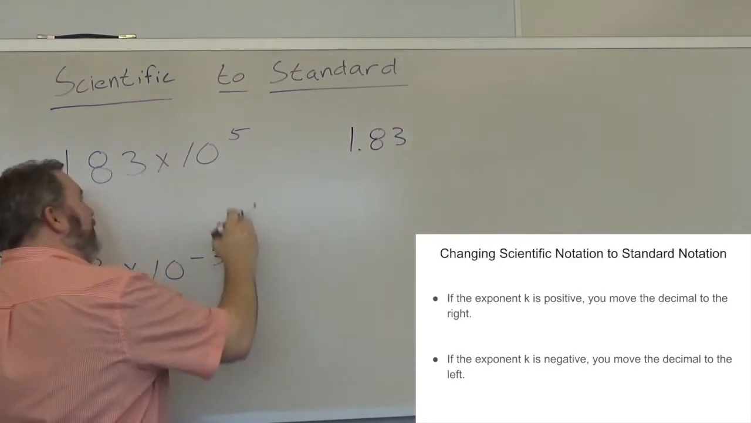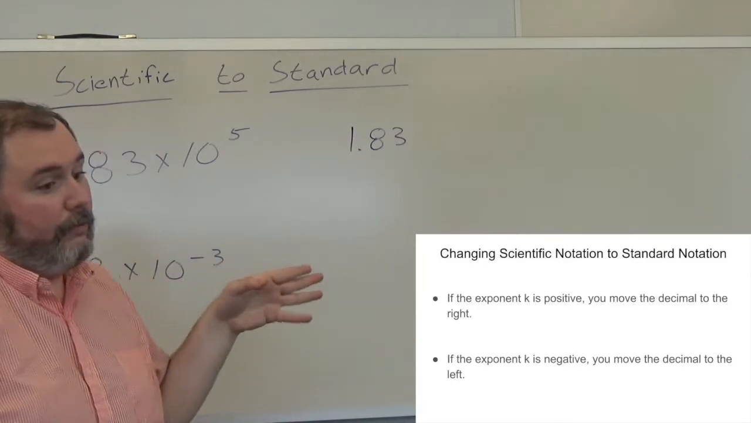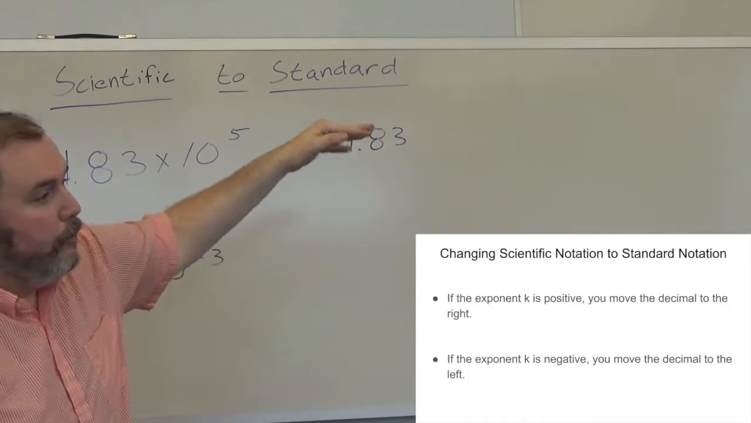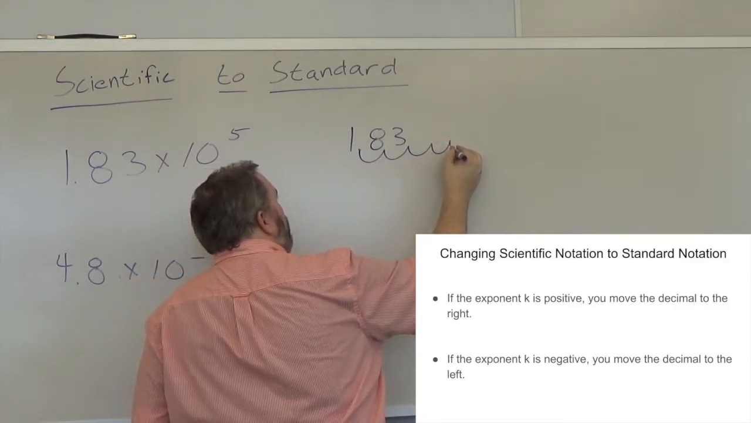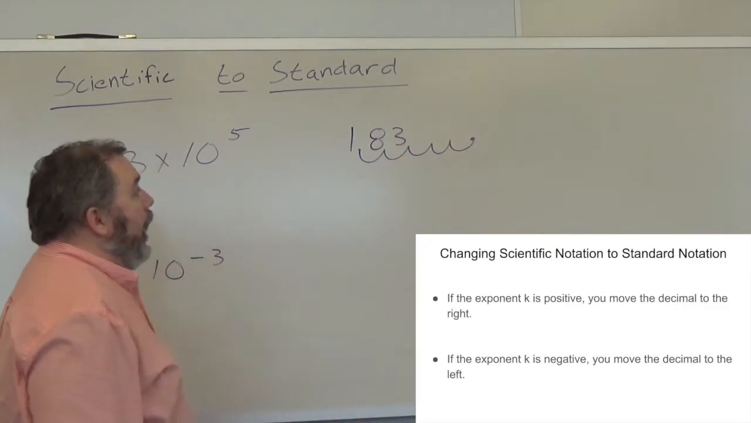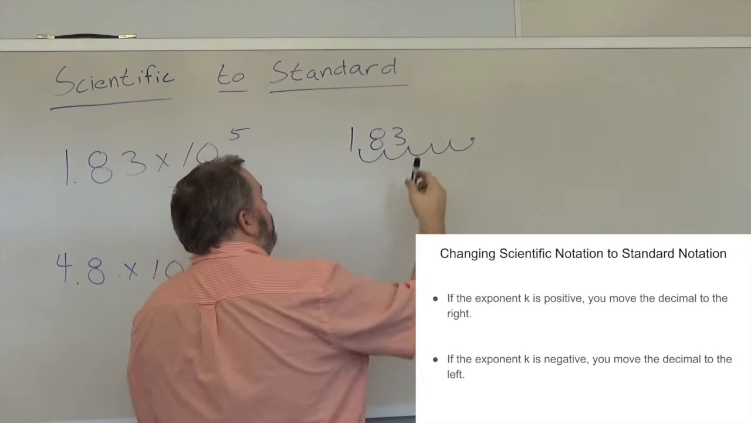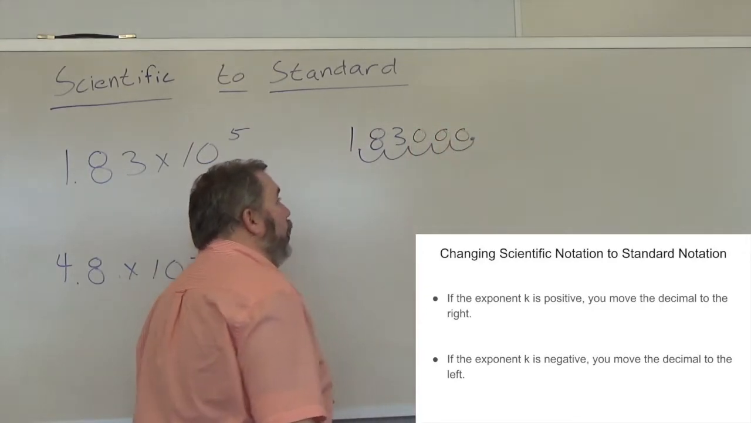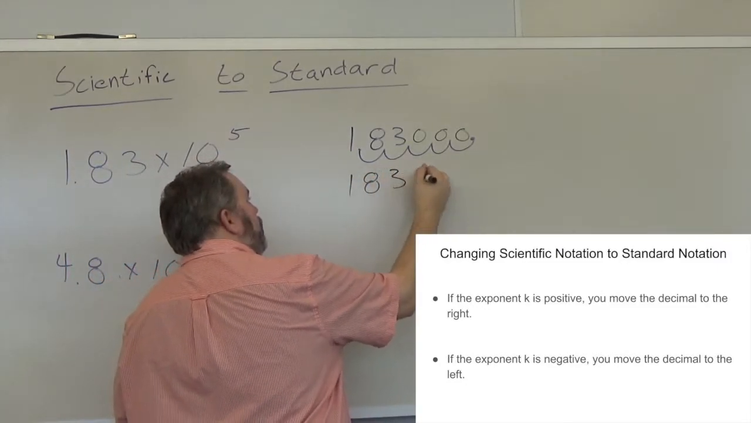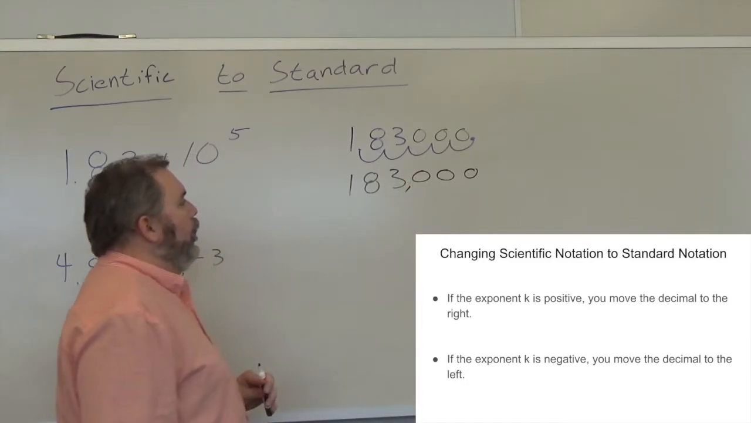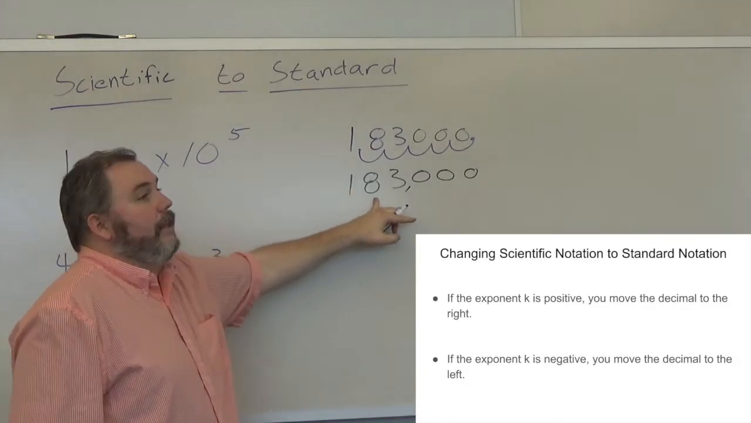1.83. This is telling me I need to move my decimal 5 times. But since it's positive, our rule states that we're going to move it to the right, which is this direction. So we're going to go 1, 2, 3, 4, 5. And there's my new decimal place. And wherever there's a number missing, we just put a 0 in its place. So ultimately, what we find out is that this becomes 183,000. So 1.83 times 10 to the 5th is 183,000.